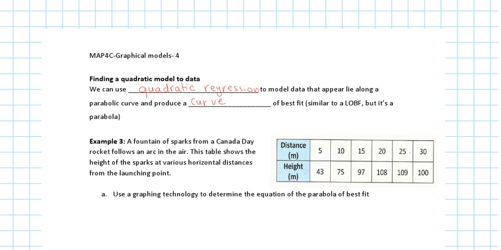All right. A fountain of sparks from a Canada Day rocket follows an arc in the air. This table shows the height of the spark at various horizontal distances from the launching point. So I have the distance in meters and the height in meters. Use graphing technology to determine the equation of the parabola of best fit. So in this case, they specify they want an equation of the parabola of best fit. So guess what? You're not going to do a linear because the question is saying parabola, right?